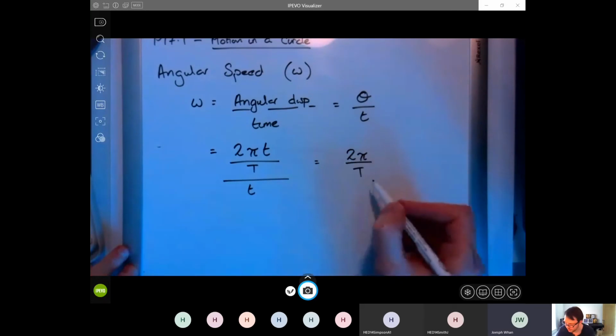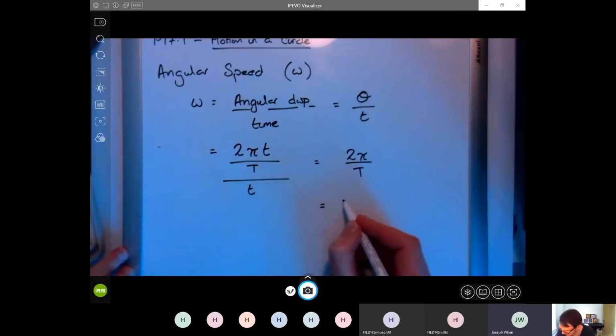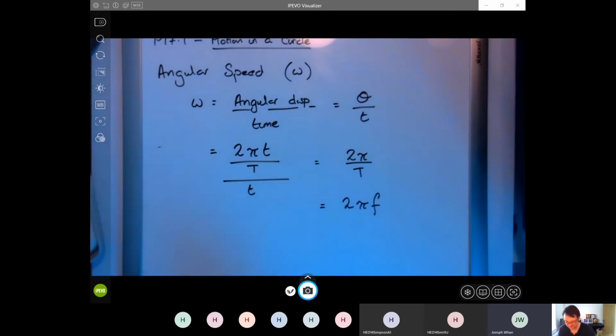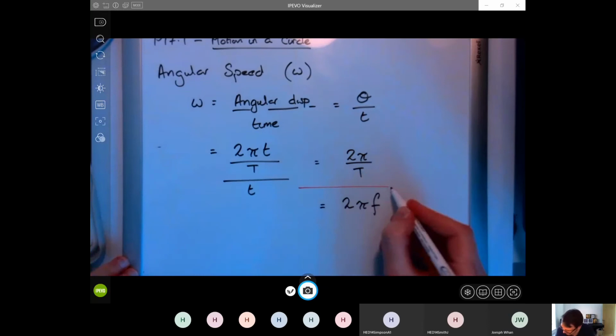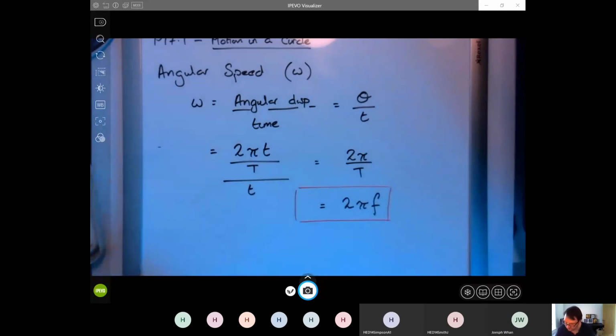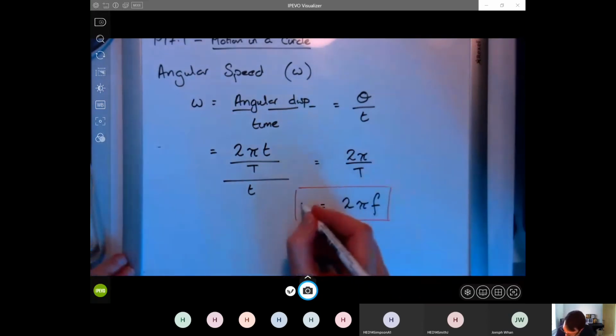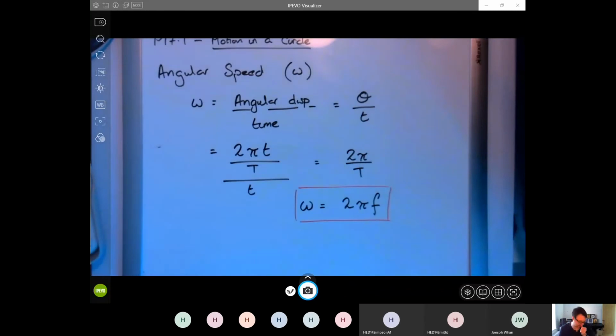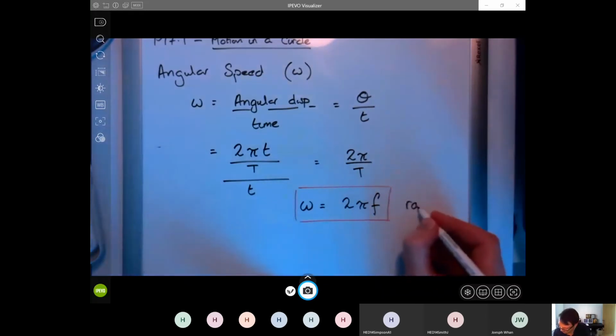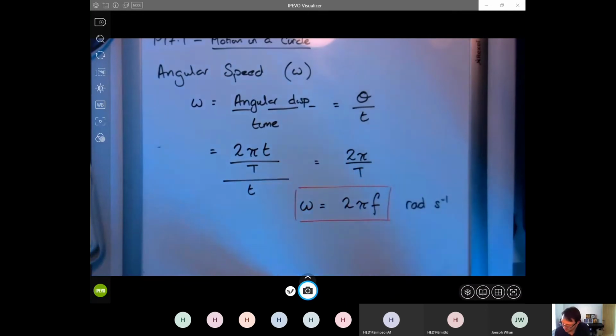We also know that 1 over big T, 1 over the time period, is frequency. So the second equation is 2 pi f, which gives us our angular speed. That's how many radians per second we have, so this would be rad s to the -1.